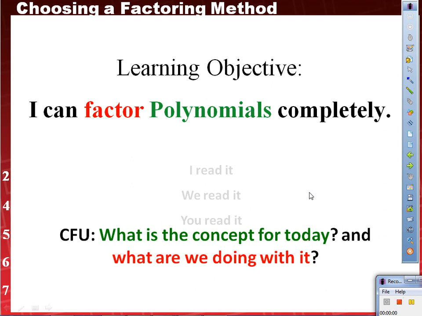Our objective for today: I can factor polynomials completely. Just read together. 1, 2, 3. So we're still in factoring.